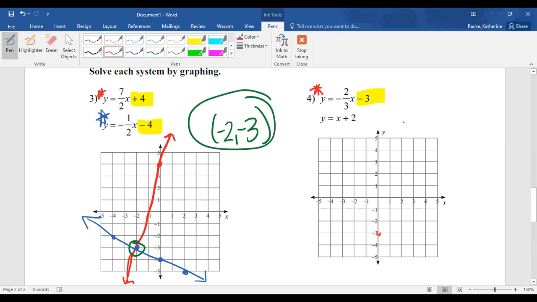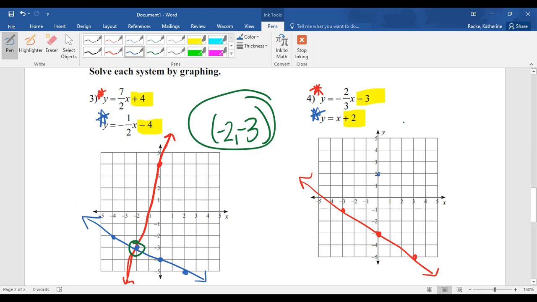okay, at -3. My slope is -2/3, so I'm going down 2, right 3, up 2, left 3, up 2, left 3. Can't go any further, so there's our first line. Now our second line, I am starting with my y-intercept, my b value at 2.